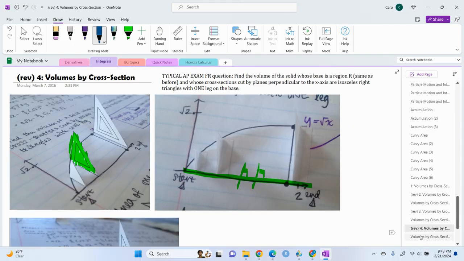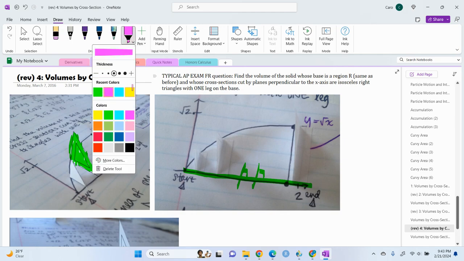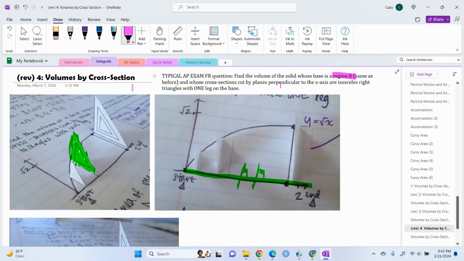So if you haven't built your triangles, can you pause your video and get your base drawn and go ahead and anchor down your triangles? So for this last problem, one more, we are going to imagine that we have, okay, same region R, cross sections cut by planes perpendicular to the x-axis. They are isosceles right triangles.